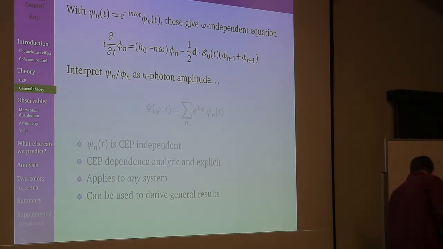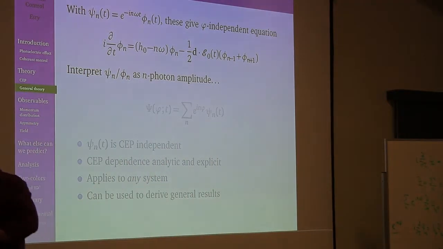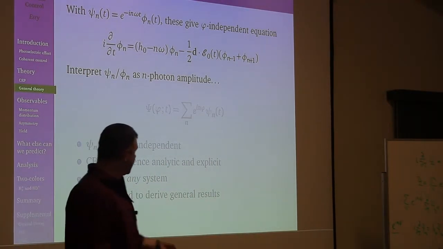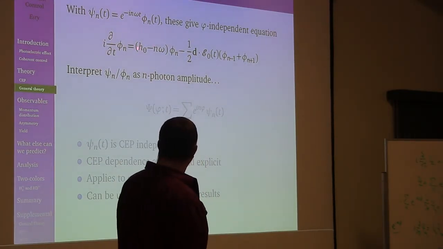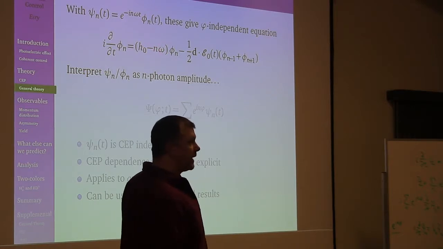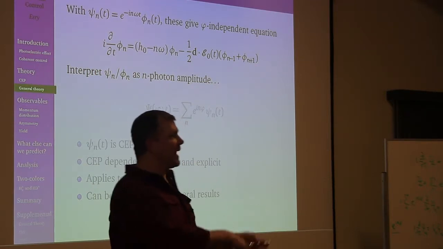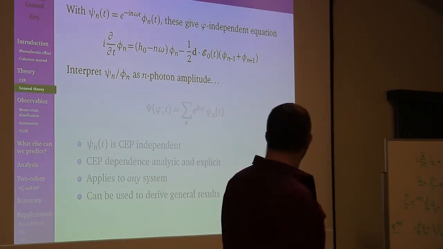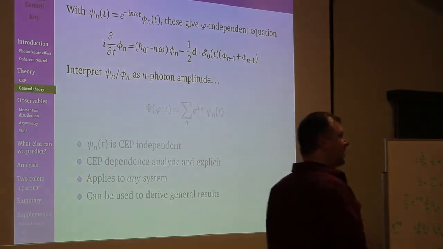It's like going to the interaction representation, except we're going in the opposite direction, right? Because in that equation, we just had h naught psi m. In this one, we get h naught minus n omega. So, in a sense, this is the energy of the photons. So we're putting it back in. Going to the interaction representation would normally take that away. Okay, sorry, go ahead.